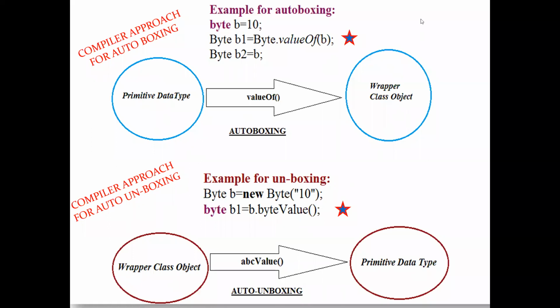Point number one. First point. In Java technology, if we want to represent a group of objects in the form of an object, we have to use collections.